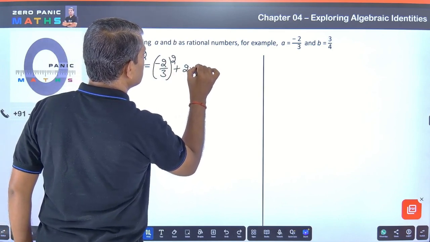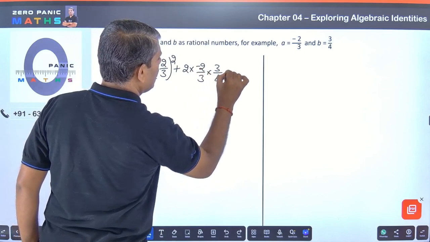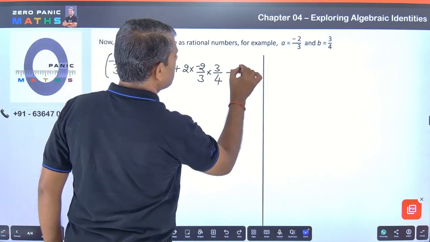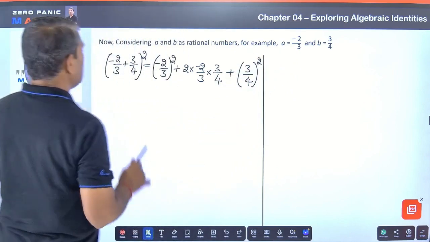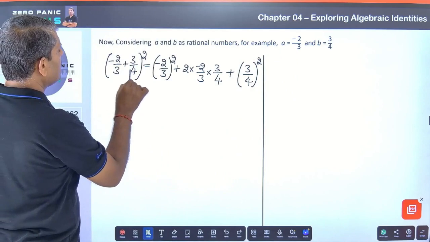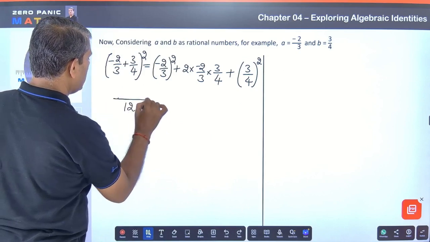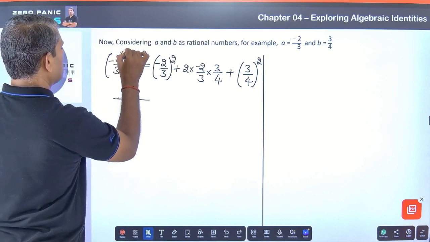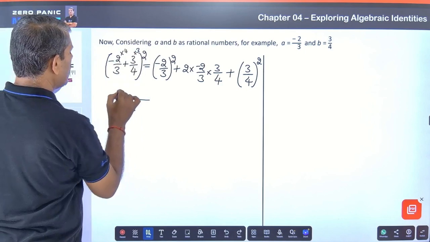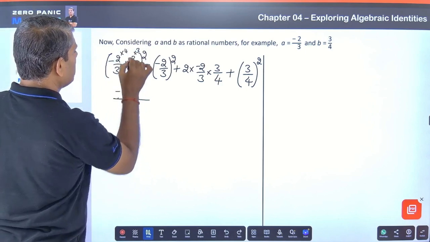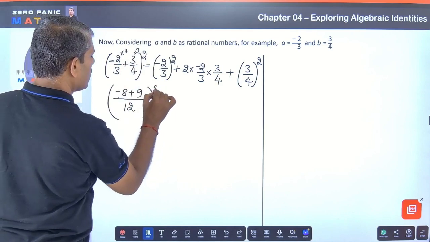again it is -2/3, and b is 3/4, plus b square. B square is (3/4) whole square. Okay. Now let us take the LCM of 3 and 4 on the left side, which is 12. LCM of 3 and 4: 3 4s are 12 and 4 3s are 12. So 2 4s are -8, plus 3 3s are 9, and the whole square remains as it is.